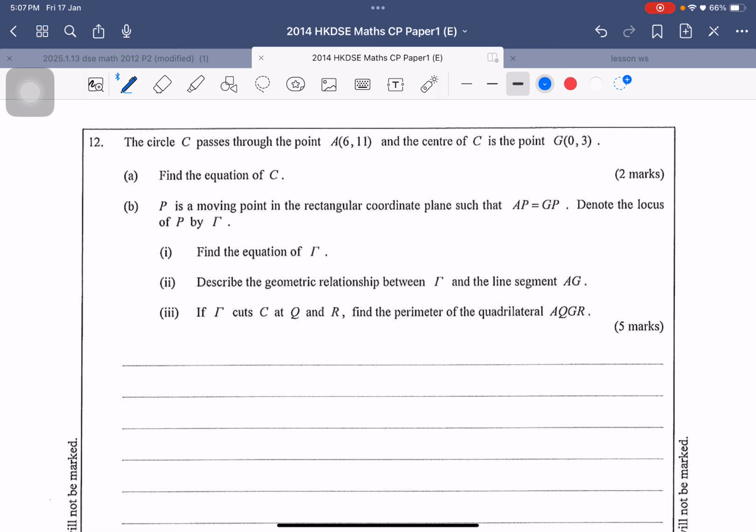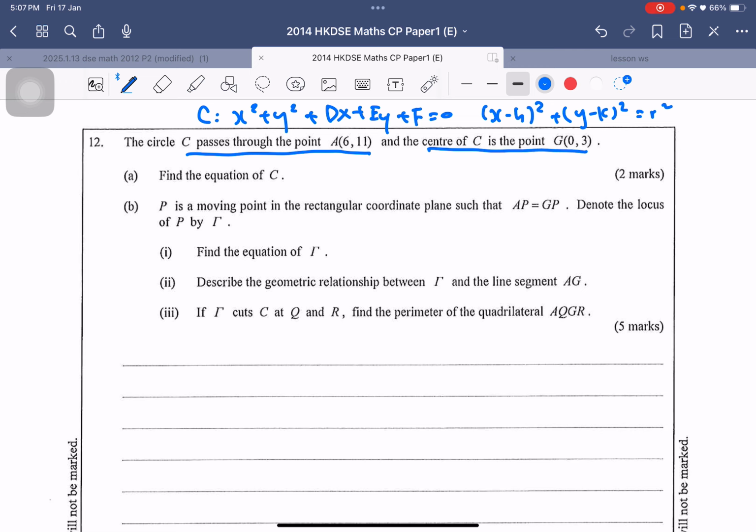The general form is x squared plus y squared plus dx plus ey plus f equal to 0. And then we have the center-radius form, which is (x minus h) squared plus (y minus k) squared equal to r squared. Okay? So now we have the circle C passes through the point A, and the center is this.